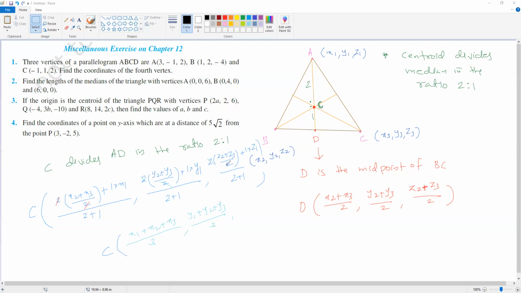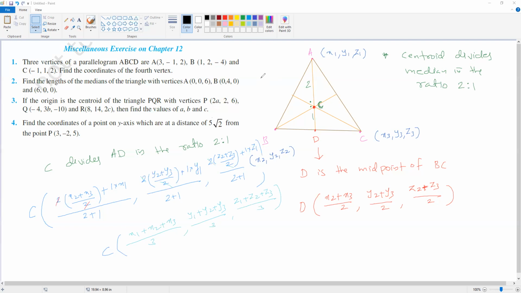Similarly here also 2 will cancel, so we get (z1 plus z2 plus z3) divided by 3. So that is why this is the proof. Okay, did you understand the proof of how to find the coordinates of the centroid of a triangle?